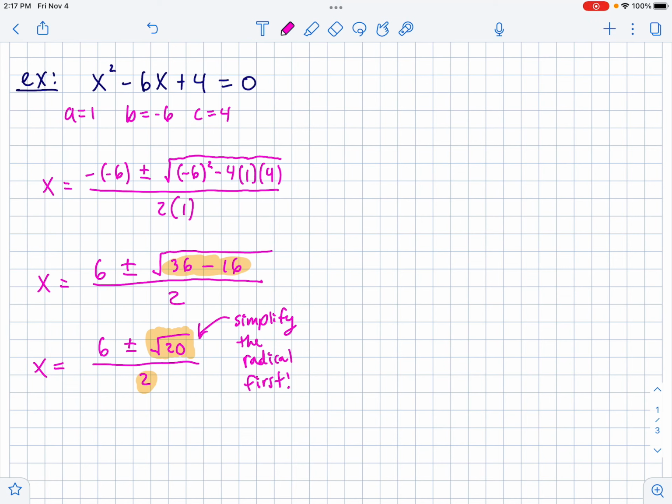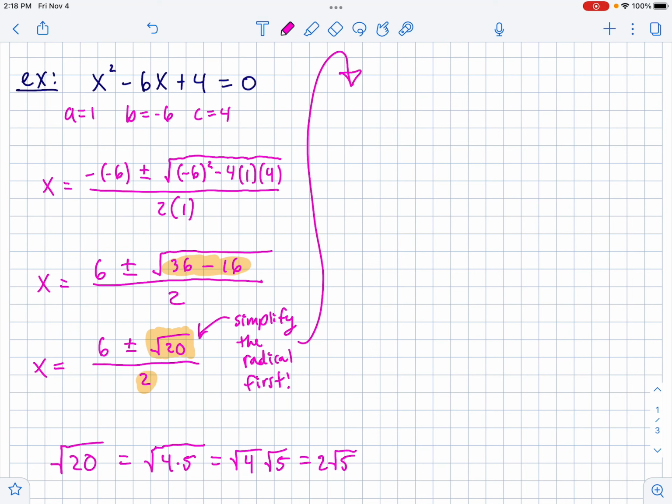So to simplify that radical, if you think about the square root of 20, you need to find the biggest perfect square that comes out of 20. Perfect squares are square numbers like 1, 4, 9, 16, 25. They're like 2 squared, 3 squared, 4 squared. So 20 is divisible by 4. This is 4 times 5. So then you can break the square root apart into the square root of 4 and the square root of 5, which is 2 root 5. So this radical right here is 2 root 5.